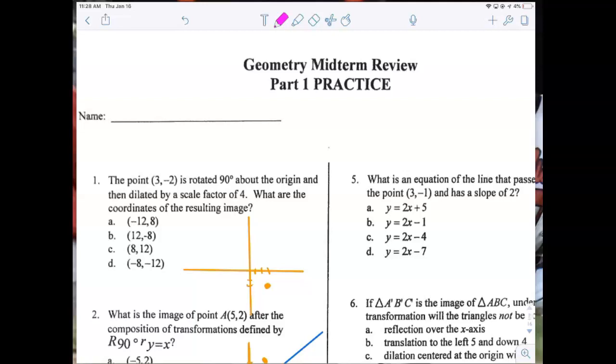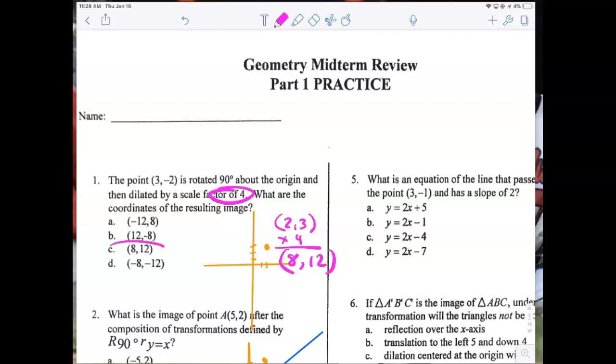Okay, so let's look at number 1. The point (3, -2) is rotated 90 degrees about the origin and then dilated by a scale factor of 4. If you were to rotate 90, which is counterclockwise, if you did it with patty paper, or just rotating to the left one set of 90, you end up at the point (2, 3). If you then took the point (2, 3) and multiplied it by a scale factor of 4, you would then have (8, 12).